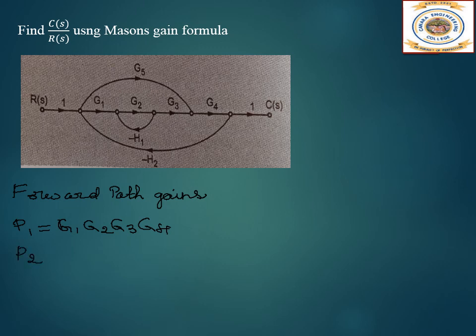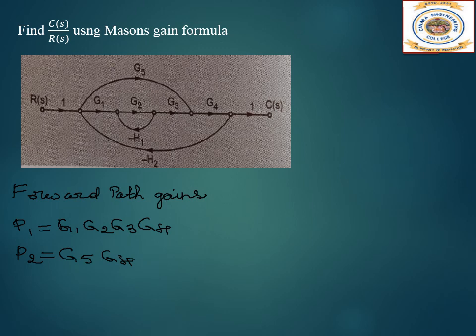Next, forward path 2. Do we have any other paths where we can start from the input to the output? See here, you have to check the arrow direction. So R(s), then I can go through this G5, then come to G4 and C(s). In terms of path gains, I'm talking: R(s), G5, G4, C(s). So we have two forward paths over here. So this is equal to G5, G4. So only two forward paths. Any other possibility? No, no other possibility.